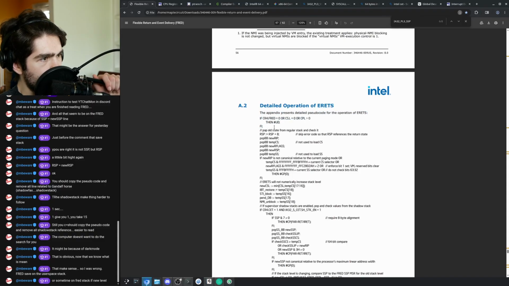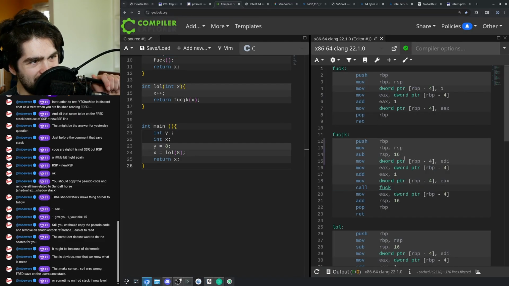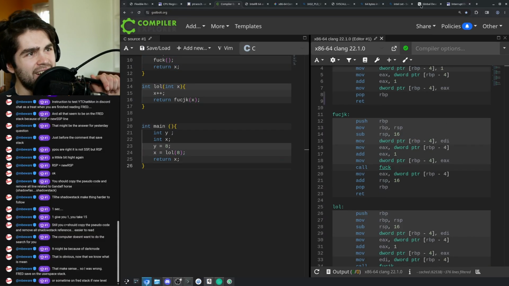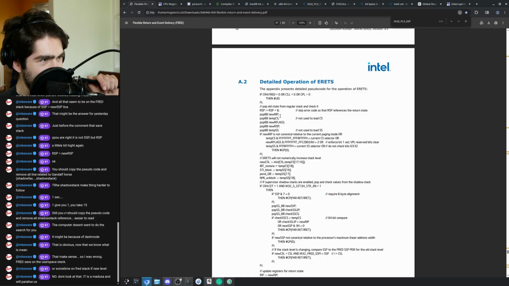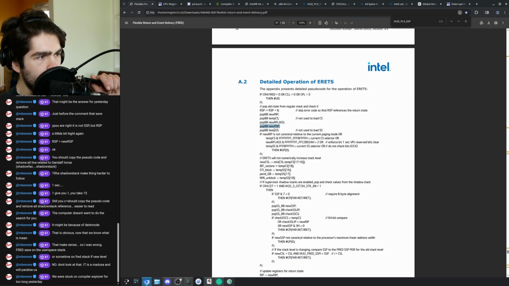Pop old state from regular stack and check it. Okay, return stack pointer. Skip error code so that RSP references the return state. Is this the thing that we were looking at yesterday, where we had +8s that we didn't know where they were coming from? Anyway, I don't think that's it, but skip error code so that RSP references the return state. Don't look at it. So let's just assume that we're going back in the stack, getting back the information that we put on the stack.